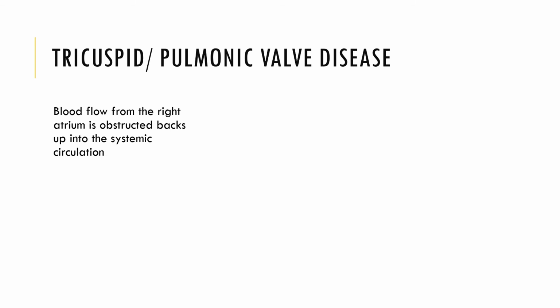With your tricuspid and pulmonic valves, the blood flow from the right atrium is obstructed and backs up into the systemic circulation, meaning that instead of going to the lungs when you have tricuspid or pulmonic valve disorders, your blood is backing up into your body. So you will see more signs of bodily edema rather than the respiratory issues.